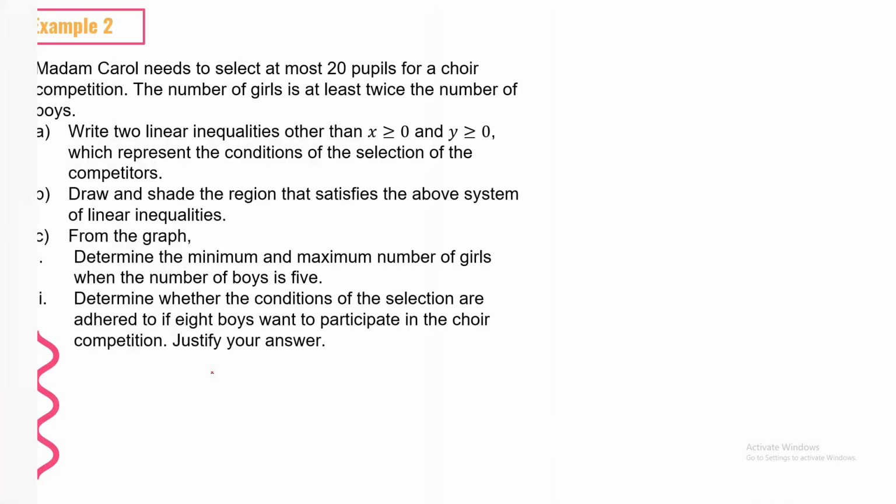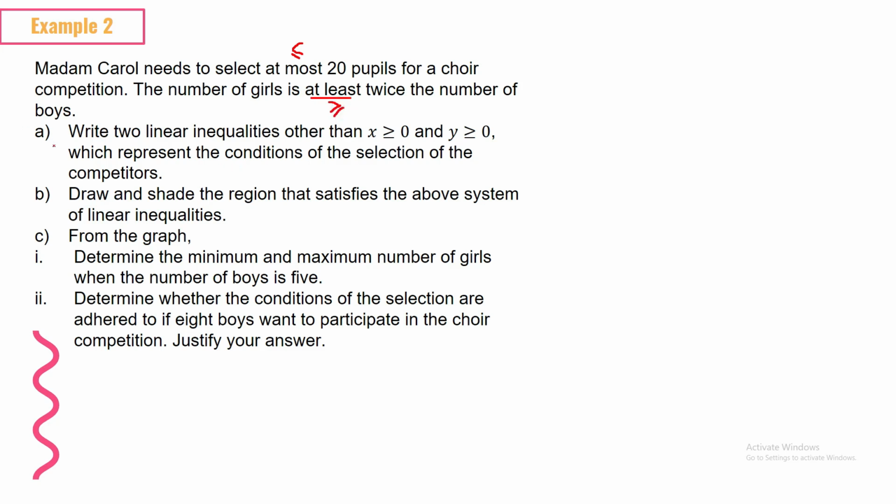Okay, for the next example, this is the hot question. I will read. Madam Carol needs to select at most 20 people for a choir competition. At most. So the inequality sign involved in this must be lower than or equal. And then the number of girls is at least twice the number of boys. At least. So the inequality sign that is involved is higher than or equal.